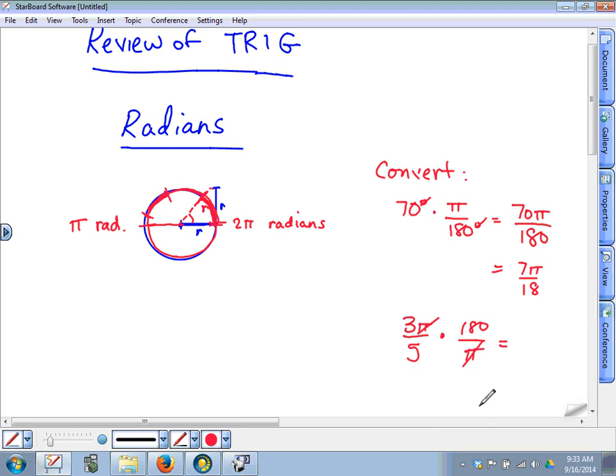You can even do this without a calculator if you wanted. How many times is 5 going into 180? 36 times 3. 5 goes into 180, 36 times 3. 108. Yeah. So it's 108 degrees.